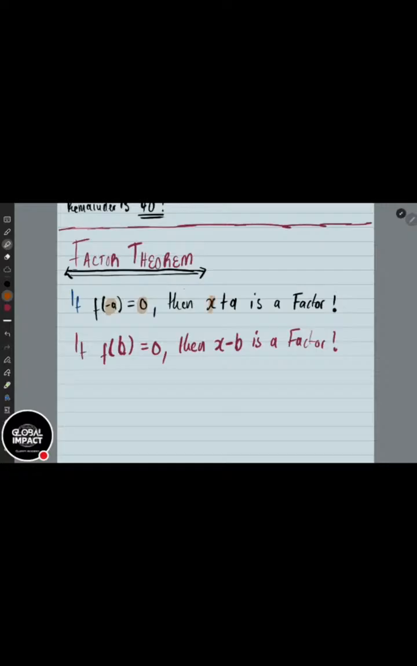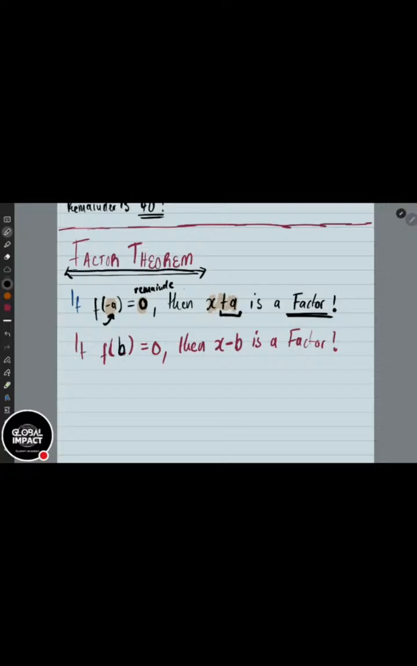That means that this guy will be a factor. Anything which gives you a remainder of 0 will be a factor. And we know how to get the remainder. We feed the opposite of here into the function. We were looking for the remainder. Here we got a remainder of 0. So that means this guy is a factor. He gives a remainder of 0, so he is a factor.